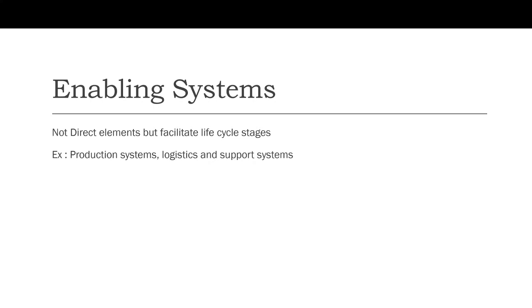And then the book explains to us about enabling systems. An enabling system is not similar to sub-elements. It's not directly an element of the system itself. They just help us in the life cycle. So if you have logistics, if you have some support systems, production systems, these are just helping in the life cycle.